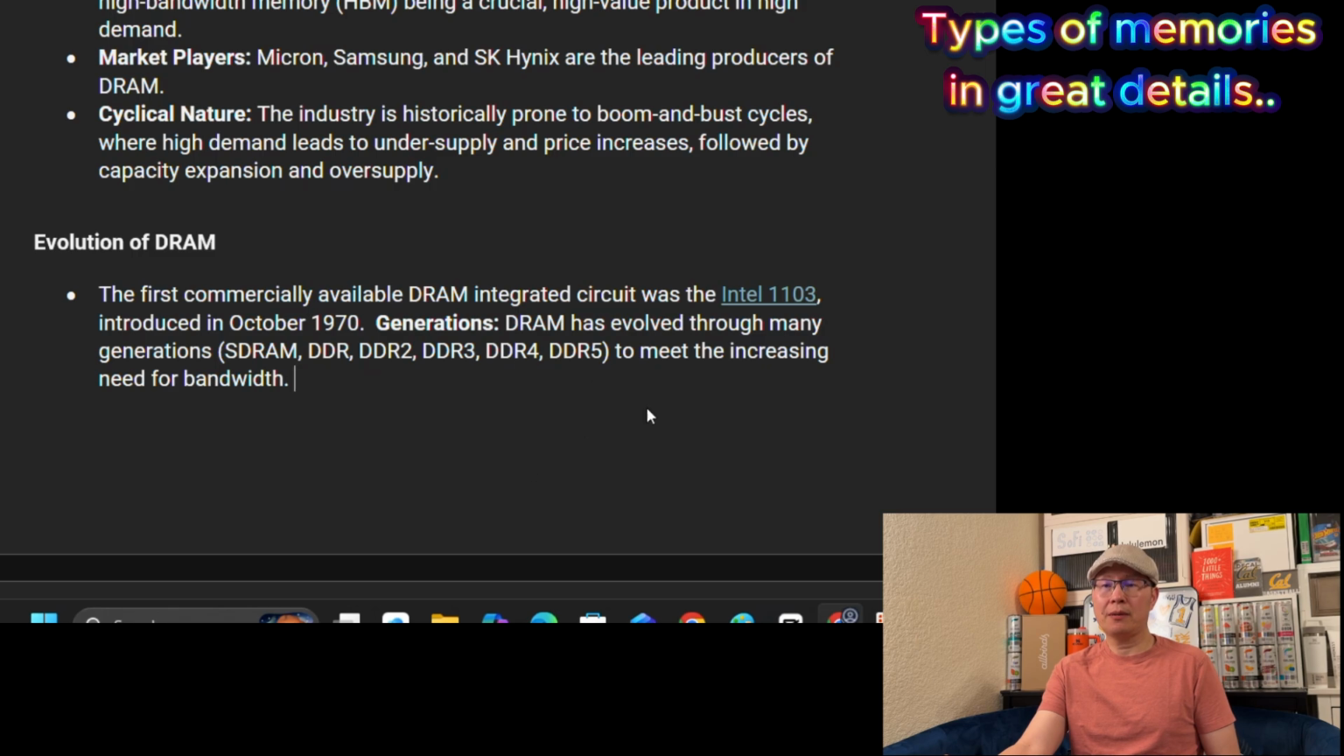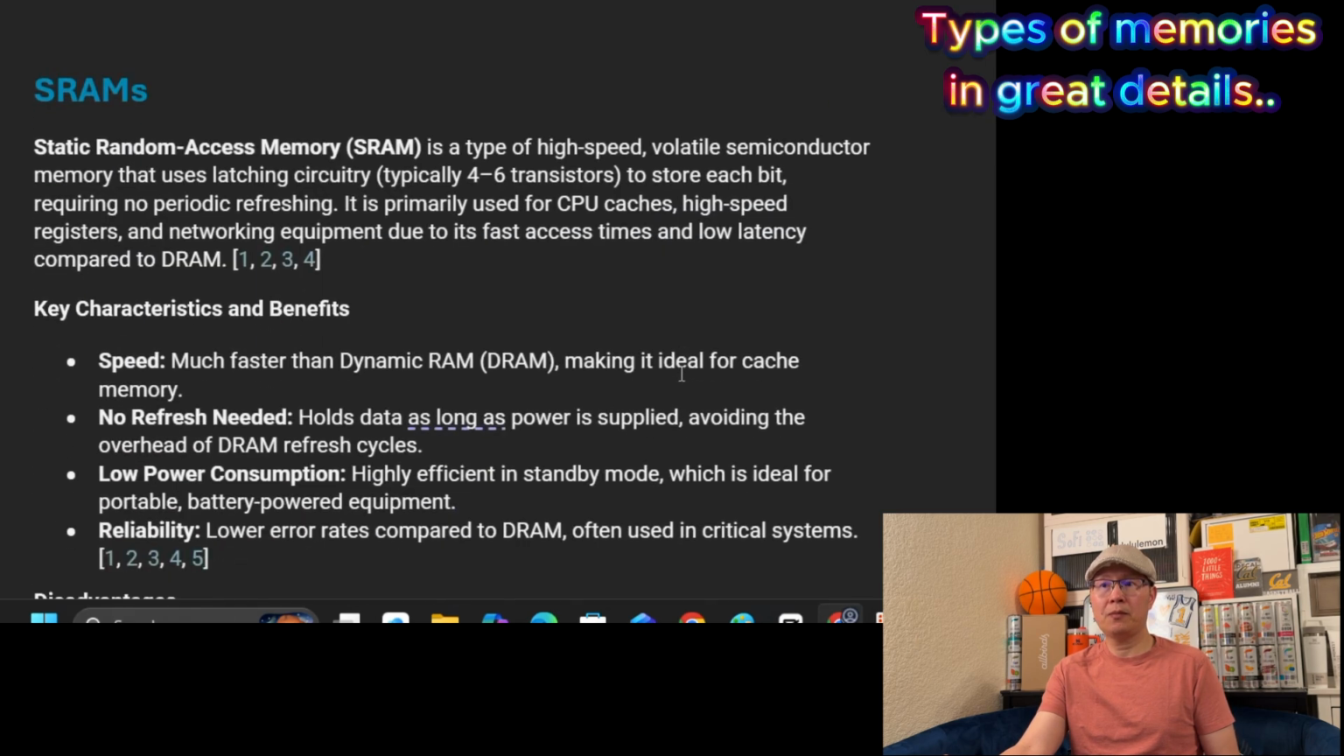SRAM, static random access memory, is a type of high-speed volatile semiconductor memory. Once again, this is also volatile, just like DRAM. Once the power is unplugged, the data is gone, versus MRAM, which still retains the data. Very important. It uses latching circuitry, typically 4 to 6 transistors to store each bit, requiring no periodic refreshing. That's why it's static. There's no friction on the layer, so it lasts longer.